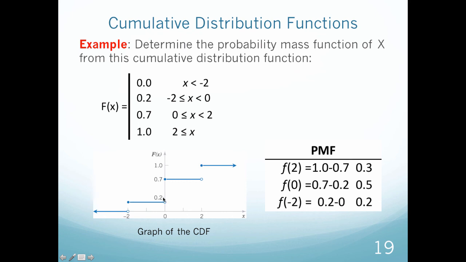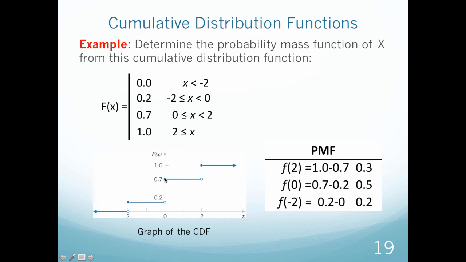Because remember, to get my cumulative distribution function, I added probabilities together as I went. Well, now I'm going to go and do the opposite. I'm going to find out what the difference is between here and here, and that will give me that probability, and differences between here and here, etc. So I say the probability of x equaling 2 is going to be 1 minus 0.7. That gives me that step, or that increment. So the probability there is going to be 0.3.